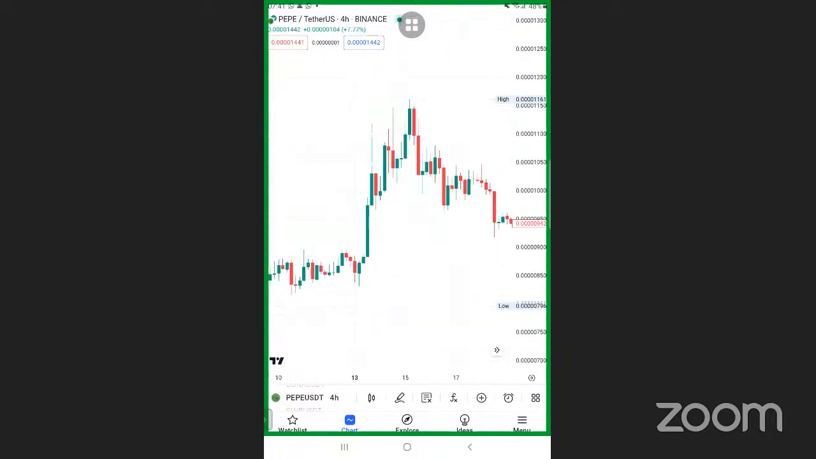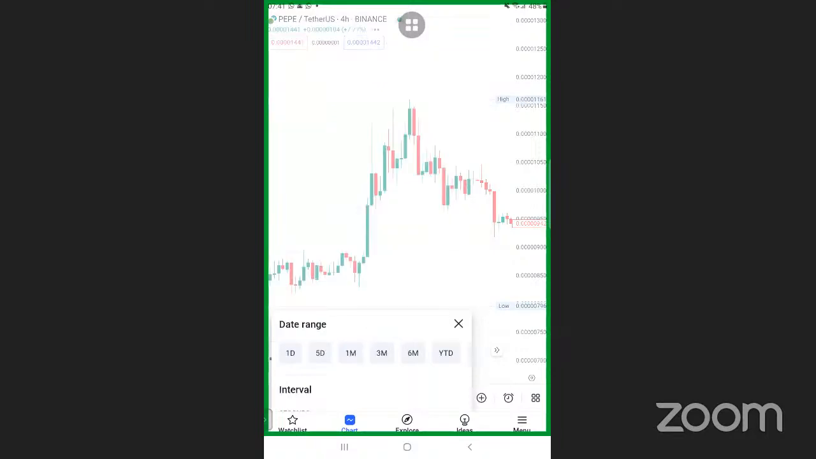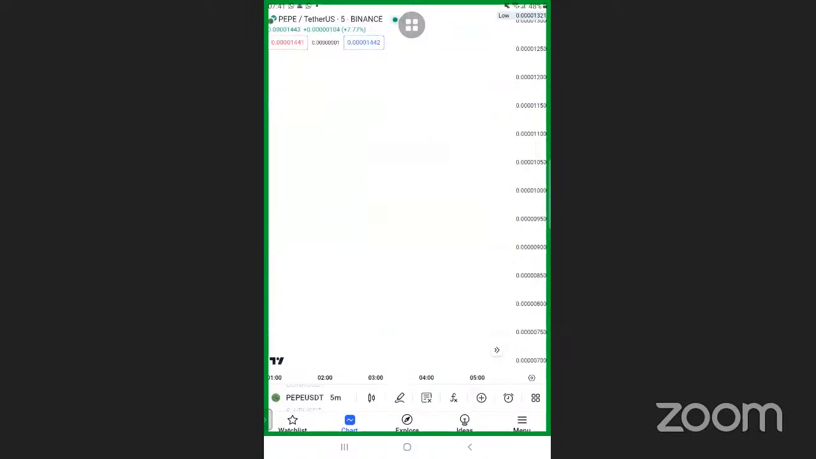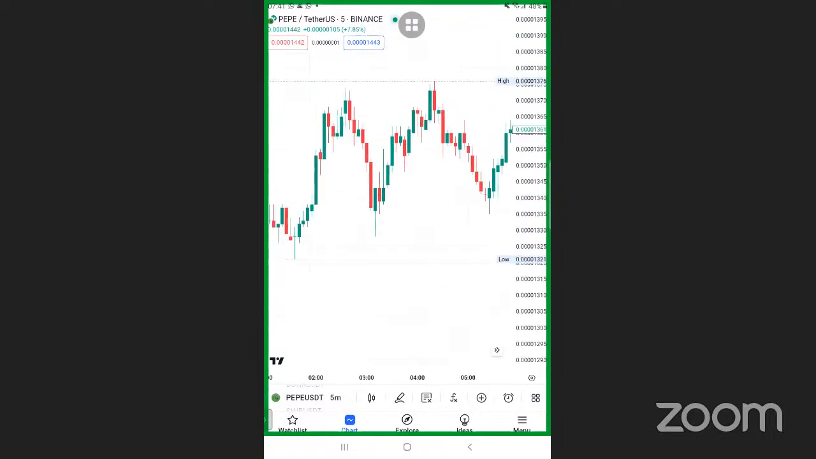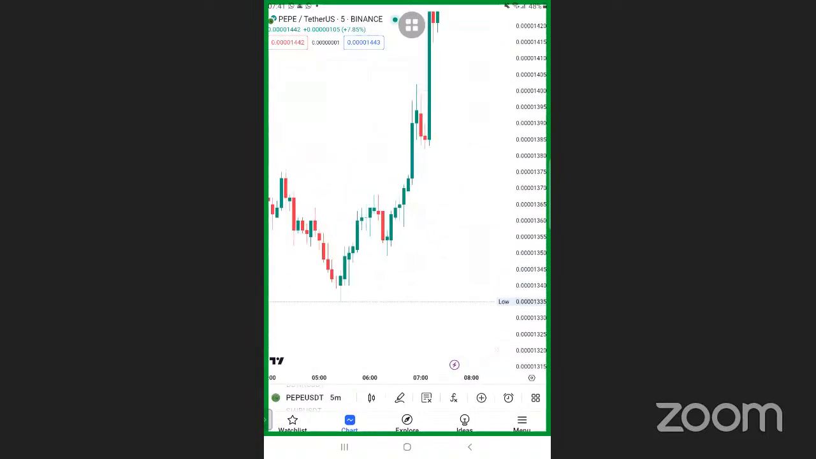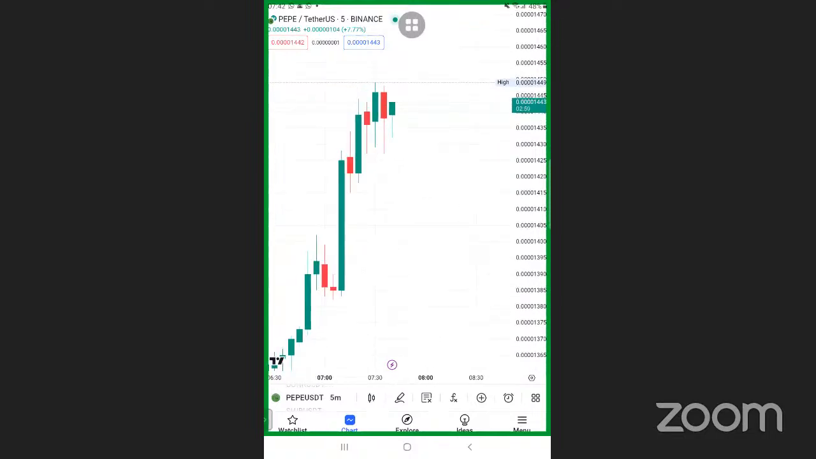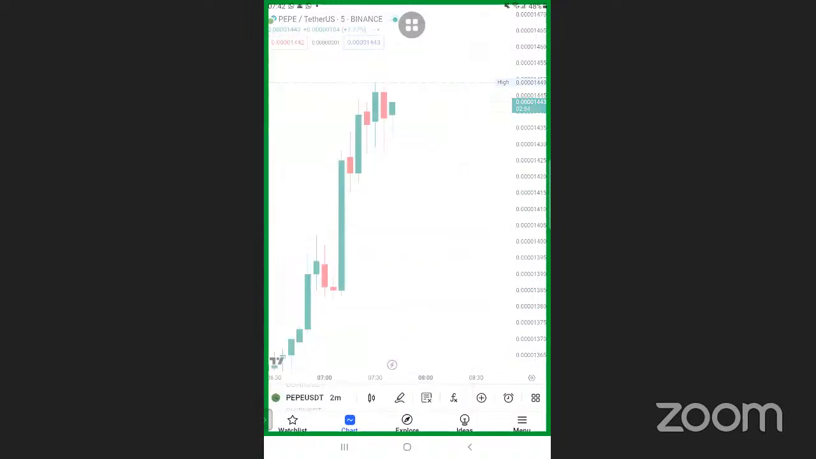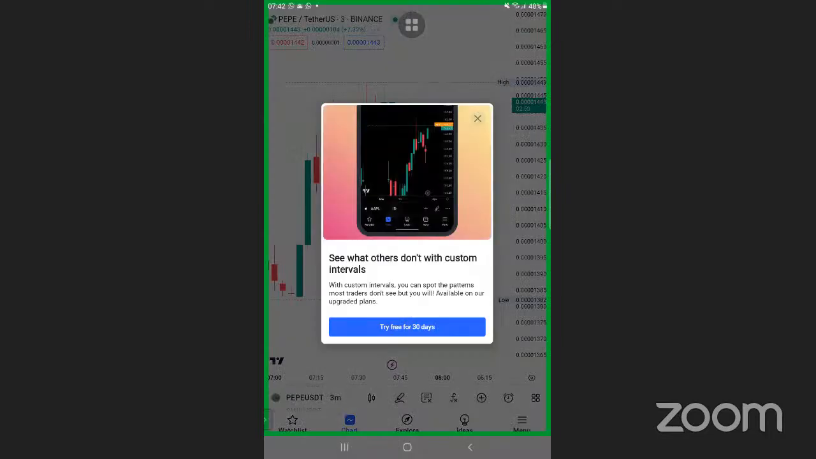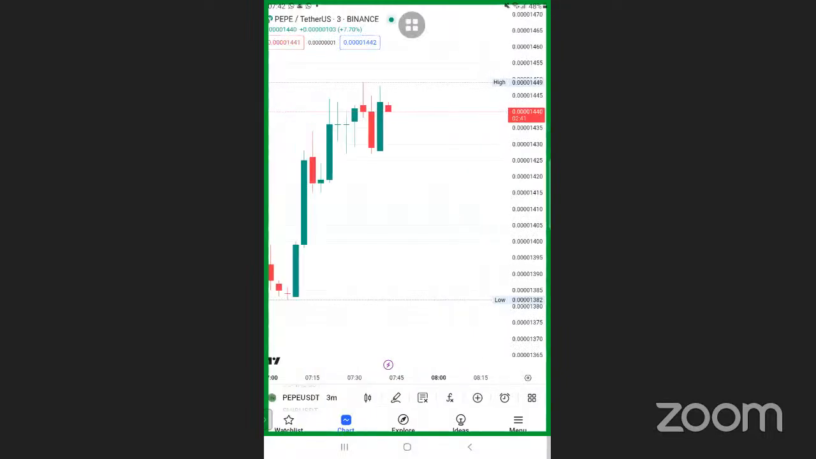Let me change the time frame here. Let me put it at 5 minutes. These candles are 5 minutes. Or let me put the shortest one, 2 minutes. Oh, it cannot display. Trading View cannot display that for me because I'm using the free version. So it means the minimum is 5 minutes.